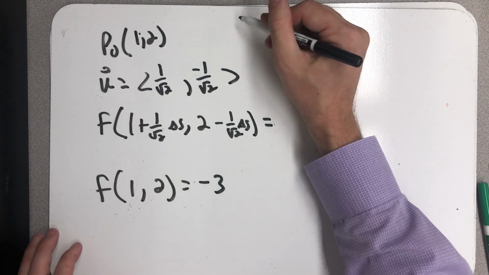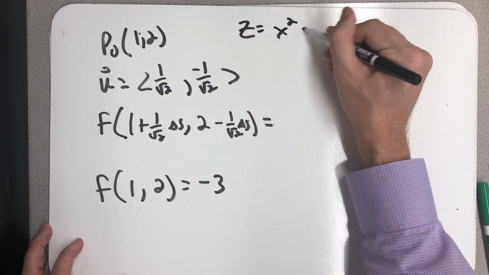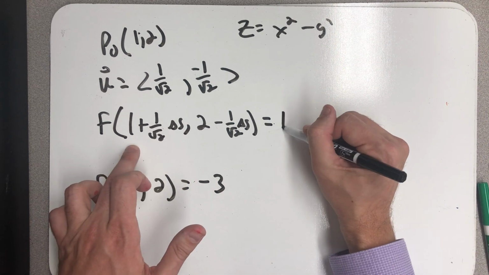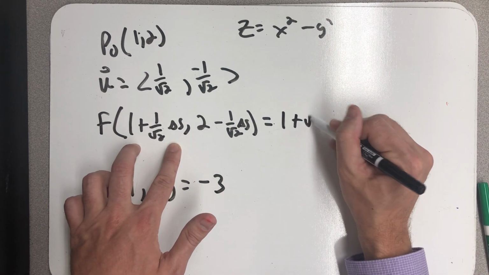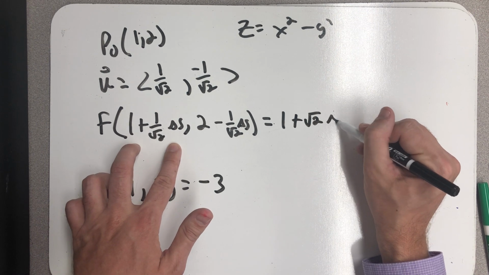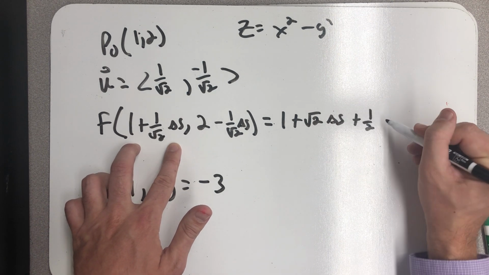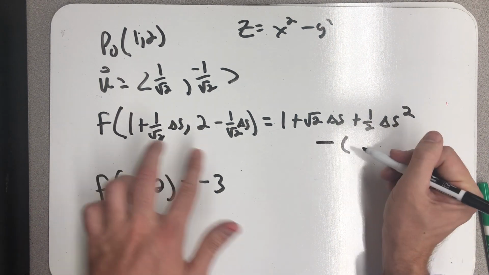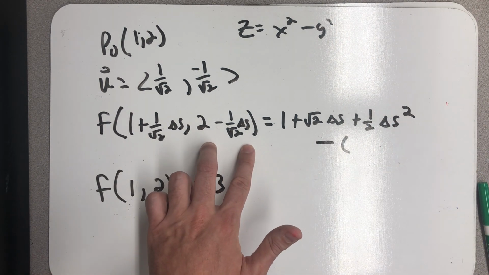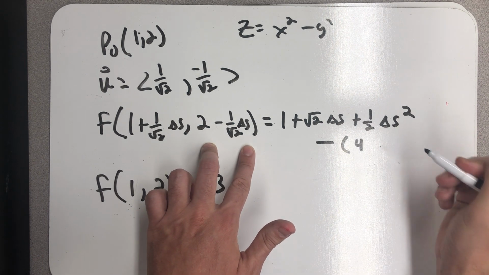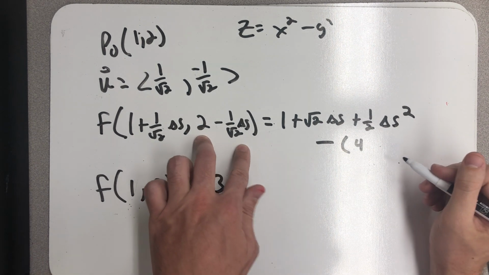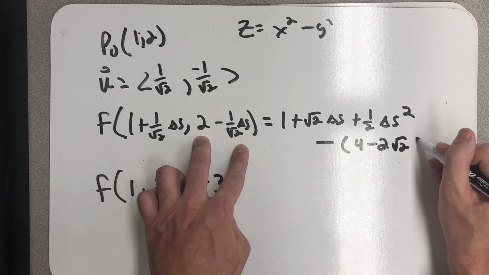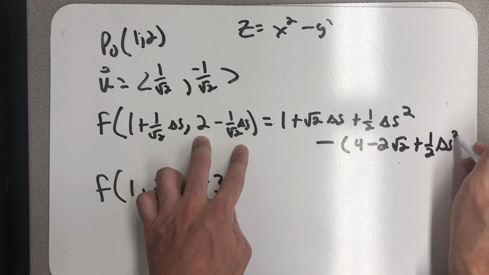Maybe it would be beneficial to remind us what the function is here. So I need to square this part. So let's see, that's going to give me 1 plus root 2 delta s plus 1/2 delta s squared, minus what I get when I square the y. So let's see, that's going to be minus 4. Well, if I just multiply those together, I'll get minus root 2, so I need to double that. Minus 2 root 2 delta s plus 1/2 delta s squared.